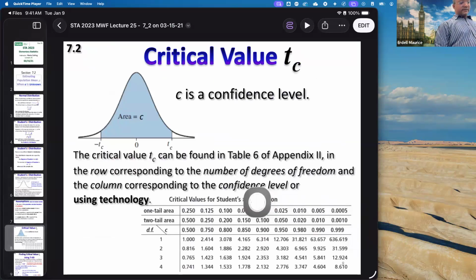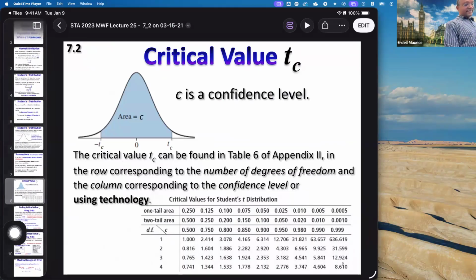Again, back in the day, this is without technology. You could create these tables, but your T critical values will come from Salt. We won't be using tables to find critical values. I don't know why they call this using technology. This is before technology.